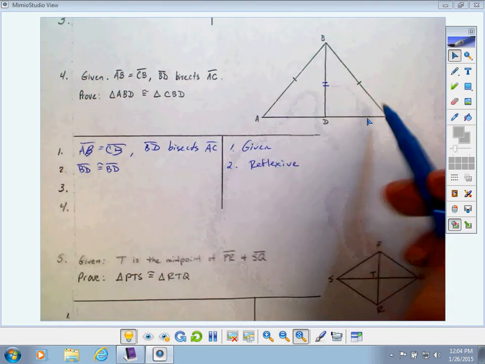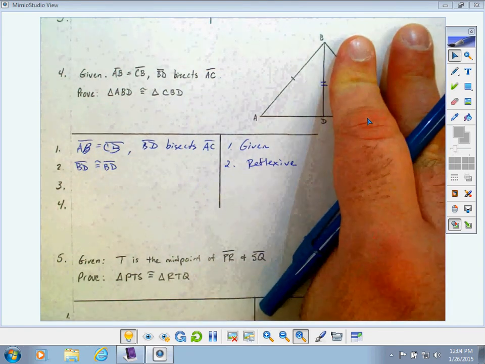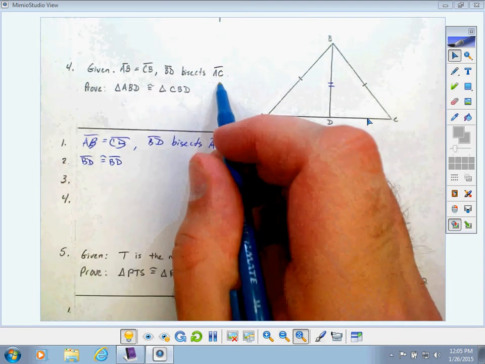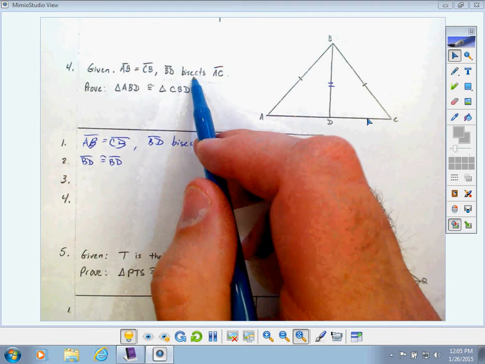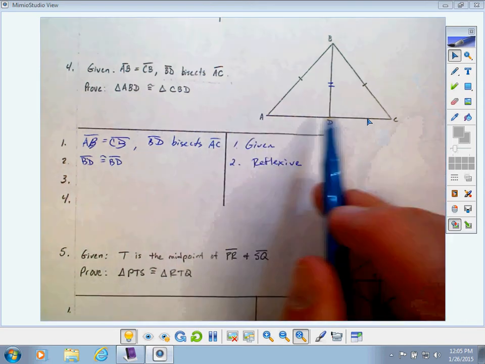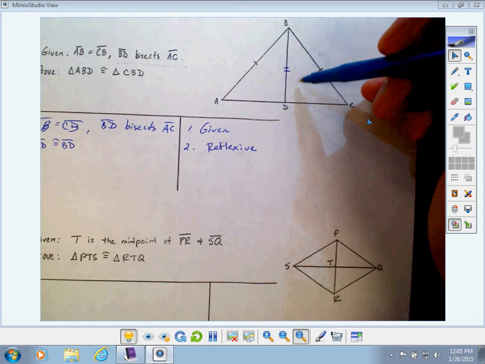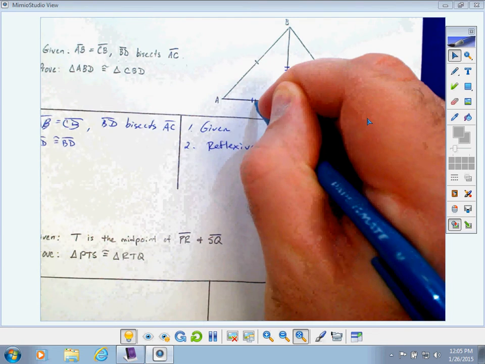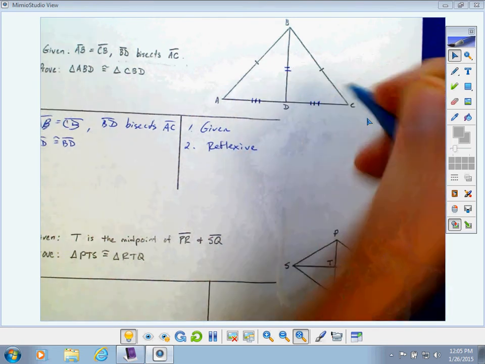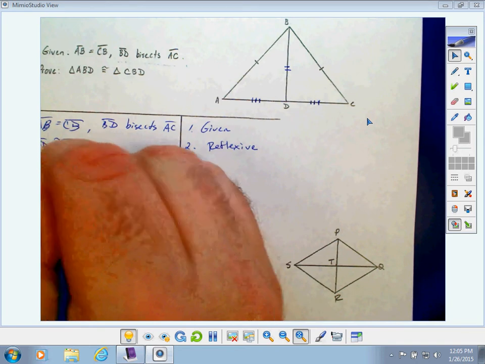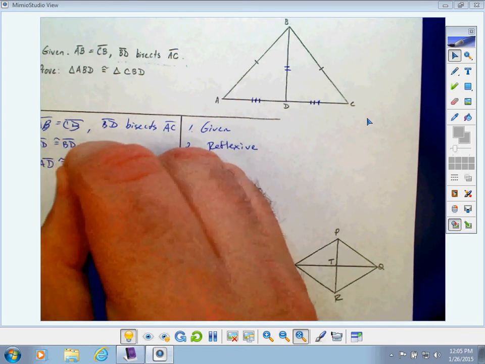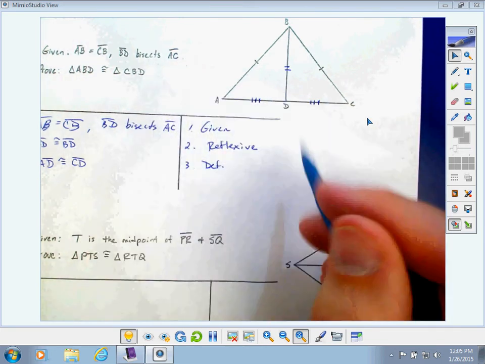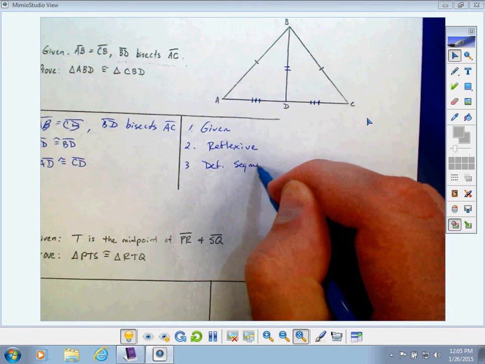Alright, but that's still not enough because if I look at this one, I only have 2 marks in the triangles. I'm going to need 1 more. But that's where I use the given. It says BD bisects AC. Okay, this is a segment bisecting a segment. So if I look at segment AC, this line cuts it in half, which means that this half and this half are the same. That's the third pair of sides. So I would write AD is congruent to CD. And this time I used bisector to do it, and these were segments, so this is segment bisector.